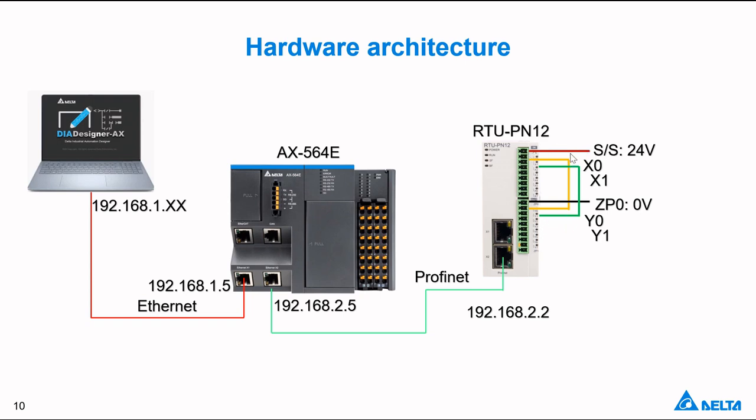So we need to wire the SS to 24 volts and P0 to 0 volts, and we will connect Y0 to X0 and Y1 to X1 for the plus and direction signal.